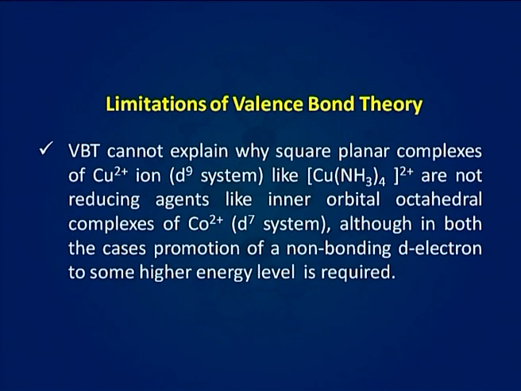Valence bond theory cannot explain why square planar complexes of Cu2+ ion, that is d9 system, like [Cu(NH3)4]2+ are not reducing agents like inner orbital octahedral complexes of cobalt 2+, that is d7 system. Although in both the cases promotion of a non-bonding d electron to some higher energy level is required.